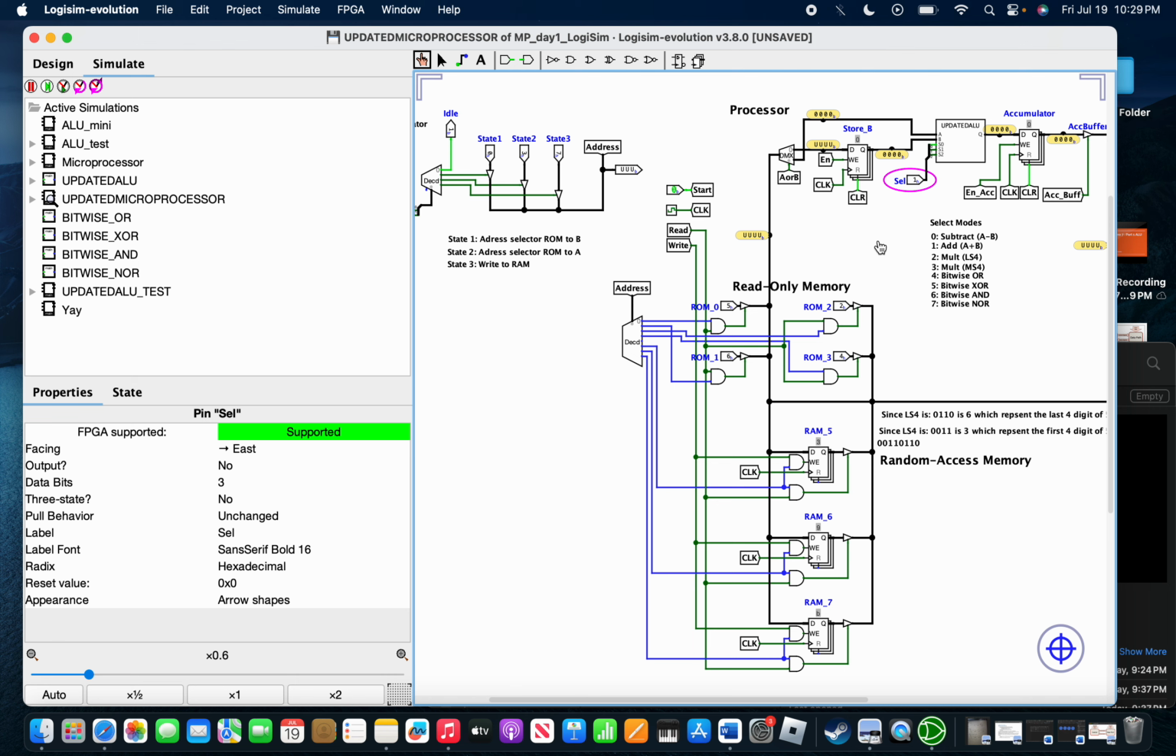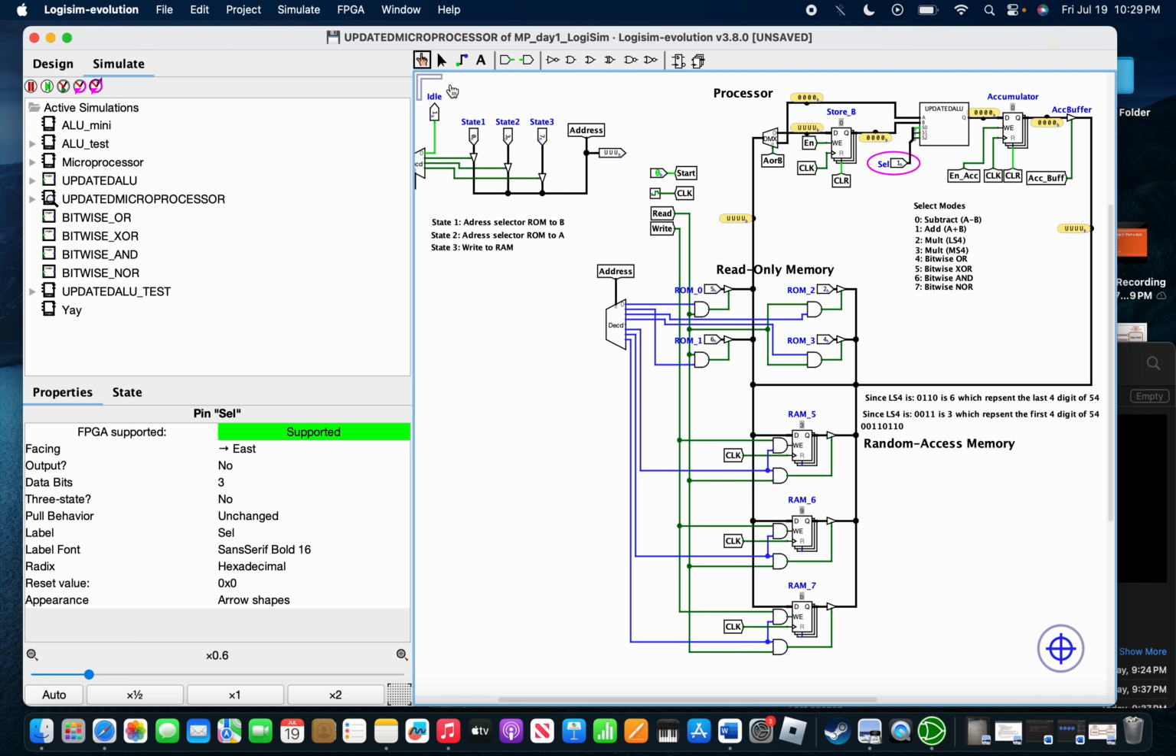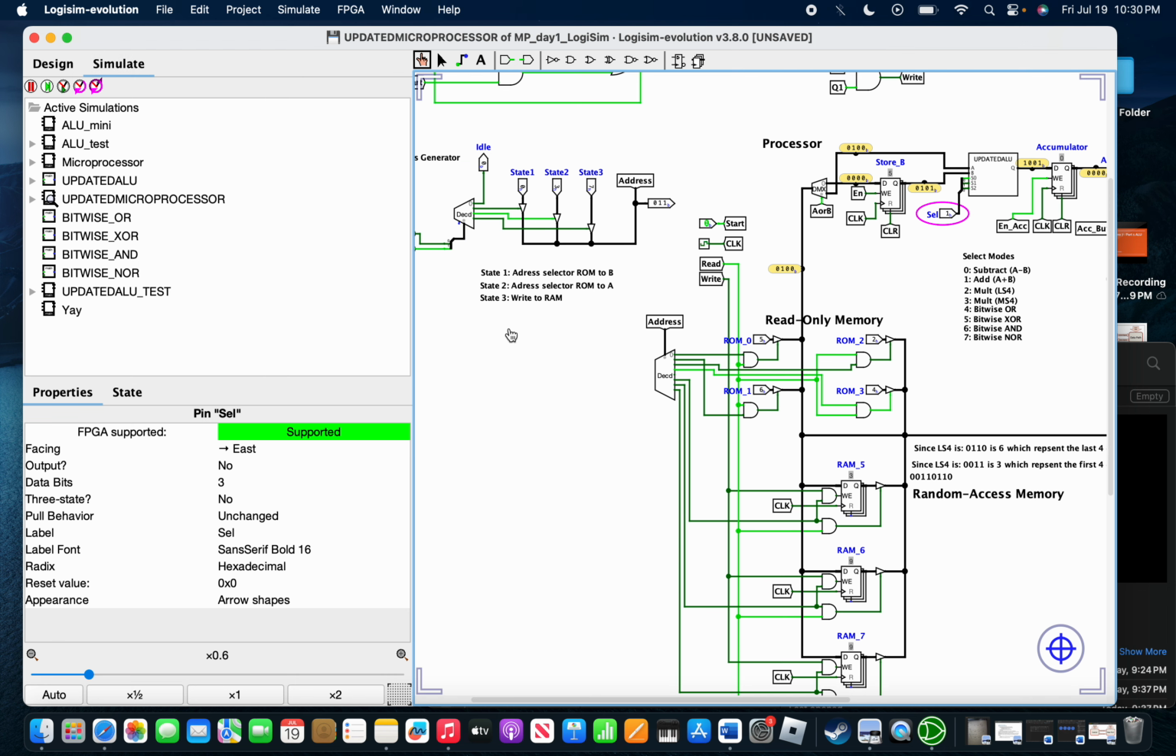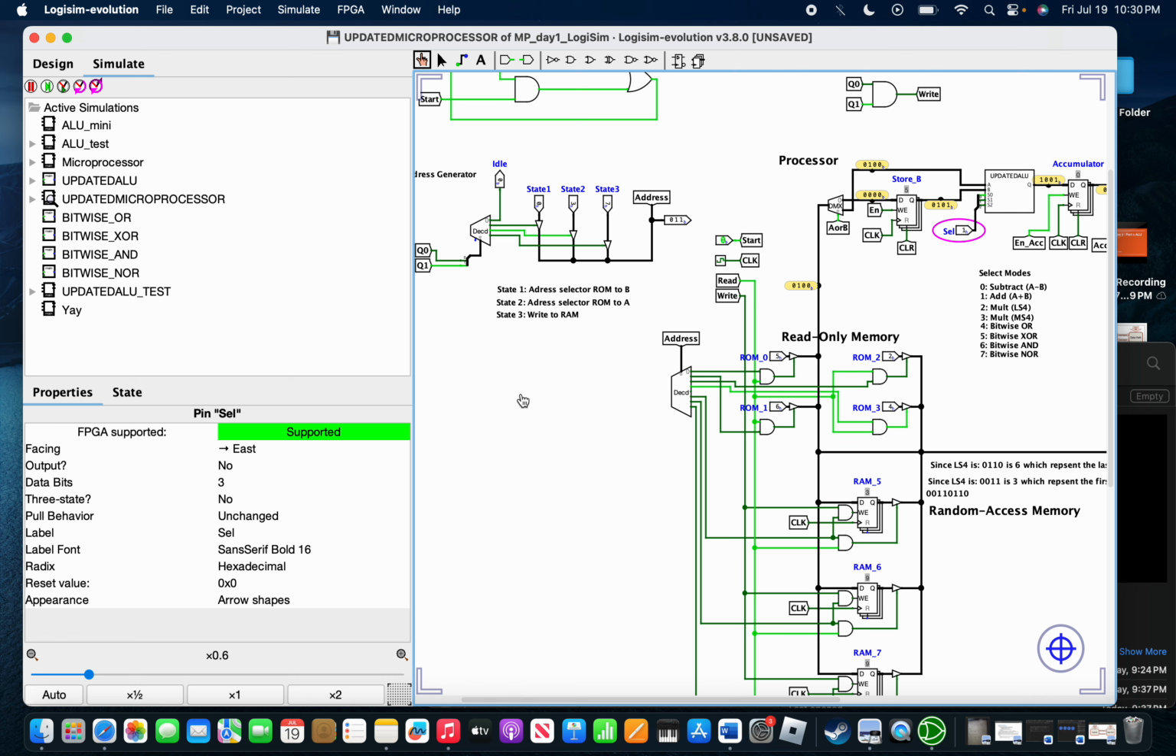And since we want it to be addition, we're going to have it right there. So this hopefully should output as 9. So let me run that. There we go. Now we have 9. I'm going to turn off the clock again. And then now we are going to do our multiplication.